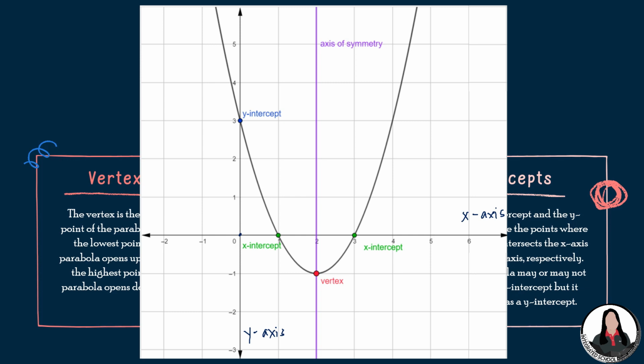Okay, so I have here a graph of a quadratic function. So this curve is called the parabola. The vertex lies at the lowest point of the parabola since it opens upward. Okay, so this is the vertex, the turning point of our parabola.